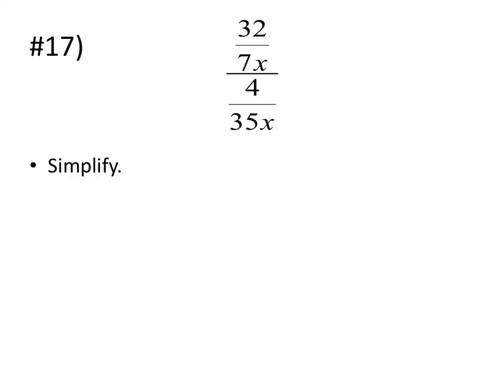Okay, now we're dealing with complex fractions. So the steps are: make your numerator one fraction, make your denominator one fraction, and then multiply by the reciprocal of the denominator. So my numerator is already one fraction, my denominator is already one fraction, so we can go straight to multiplying by the reciprocal of the denominator.